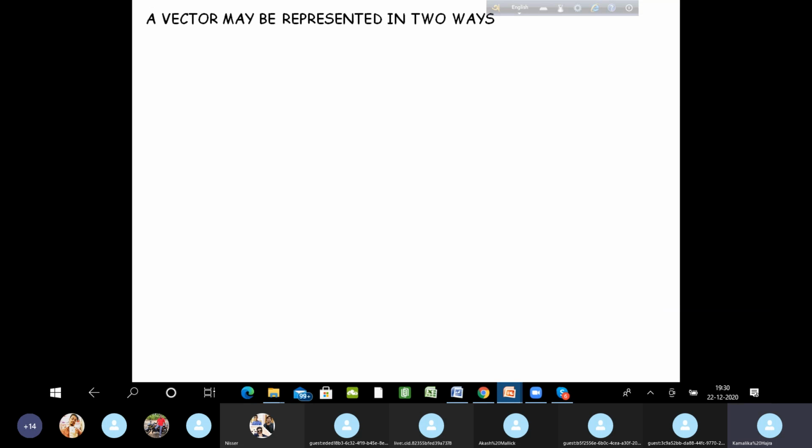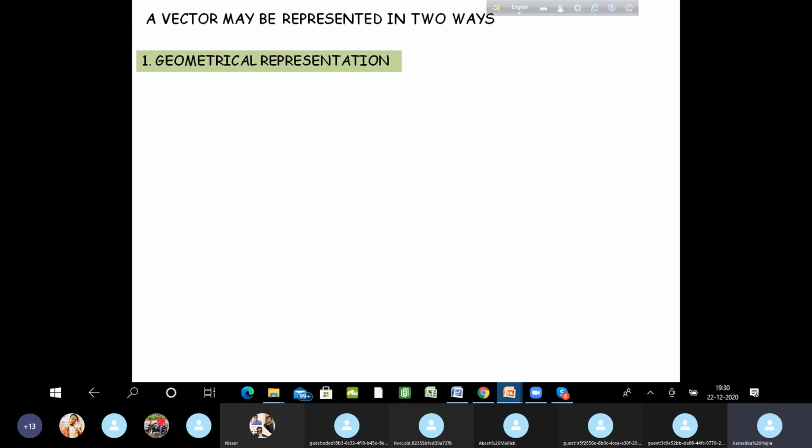Now, any vector may be represented in two ways. I'm not talking about the print. You know that in writing, we usually write a letter and draw an arrowhead on it, which means it is a vector. And in books, sometimes it is given in bold print so that you can understand that it is a vector quantity. I'm not talking about that. I'm saying that any vector can be represented in two manners.